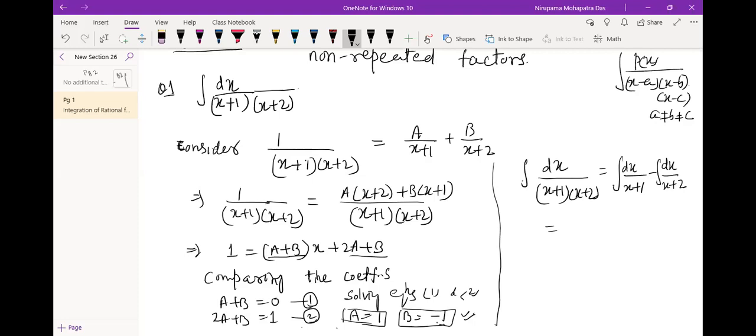So it is log x plus 1 minus log x plus 2 plus c. Or you can write here log m minus log n is log m by n, so log of x plus 1 by x plus 2. Clear? We'll go to the second question.